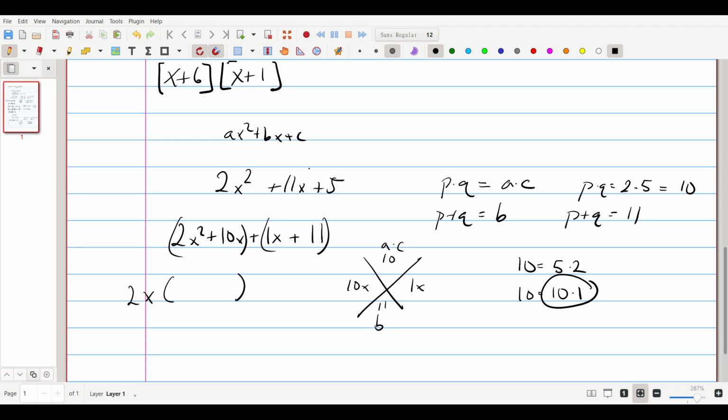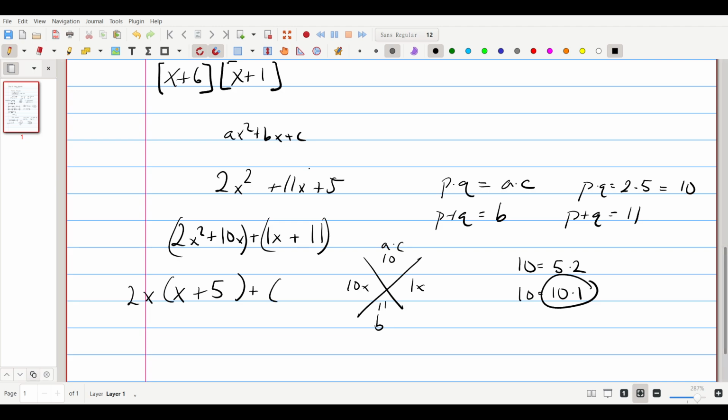And so now we need to write what is left over. Well, 2x times what gives me 2x squared? Well, just an x, right? That's what was left over. We haven't factored that out. And what did we not factor out of here? Well, remember we had 2 times 5 times x. And so if we put a 5 here and we multiply, you'll see we'll get the 10x there. So that's what's left over.